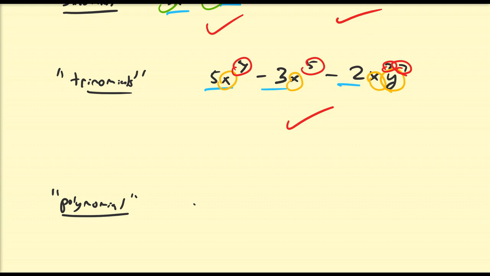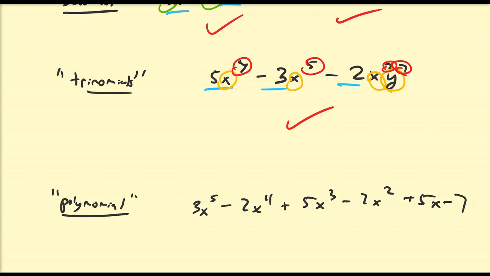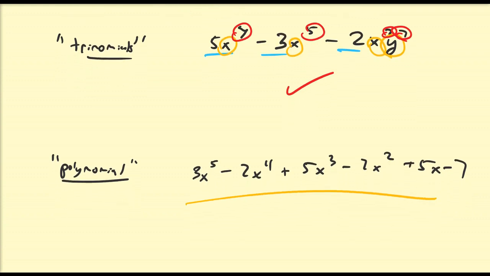So, for example, you can have 3x to the 5th minus 2x to the 4th plus 5x cubed minus 2x squared plus 5x minus 7. So this will be an example of a polynomial because it's just the sum or difference of monomials where all of the exponents are natural numbers.